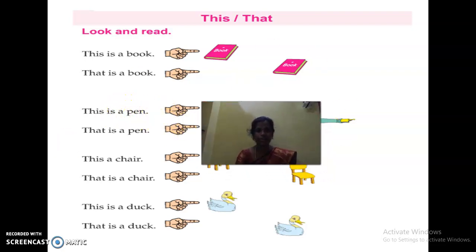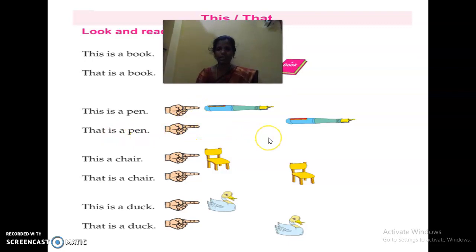The next one. This is a pen. That is a pen, because here it is near and here there is some distance. This is a chair. That is a chair. This is a duck. That is a duck. I hope you all understand. Again, if the object is near to you, use this. If the thing is far away from you, use that.